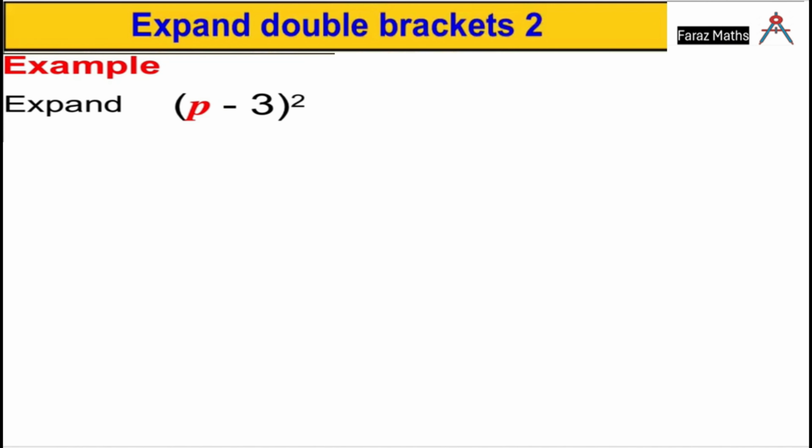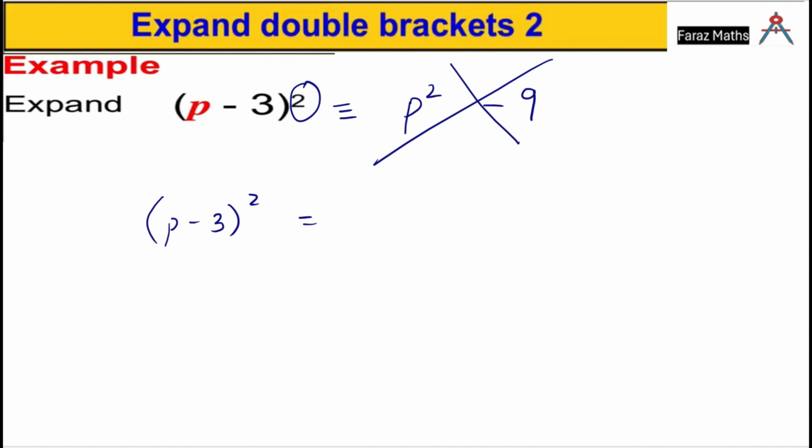Coming to the next, p minus 3 whole squared. So whenever you look at a square on any bracket, don't square the numbers. If you do that, p squared minus 9, this is the wrong answer. What you have to do instead, p minus 3 whole squared means p minus 3 and p minus 3, because this bracket has power 1, this bracket has power 1, and in multiplication we add the powers when bases are same. Usually we do not write power 1 also.